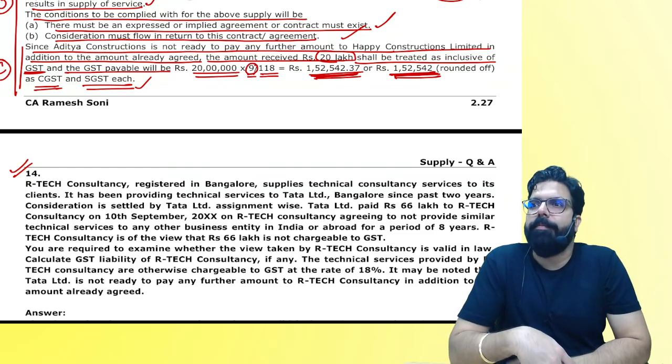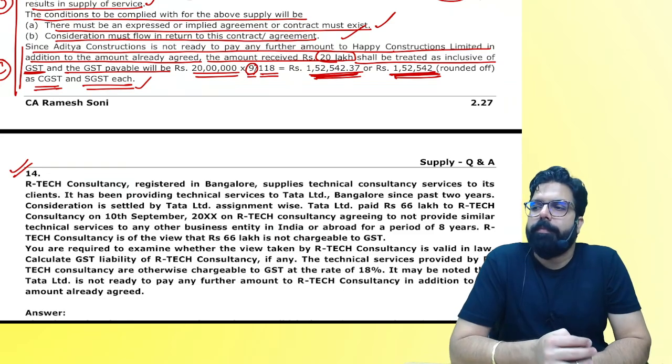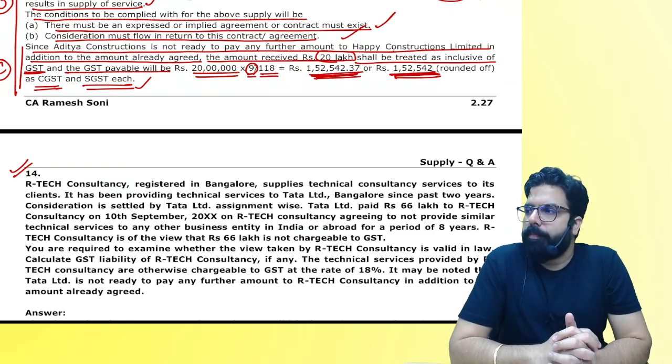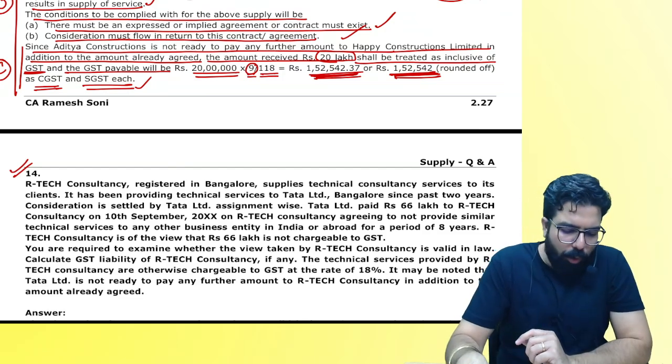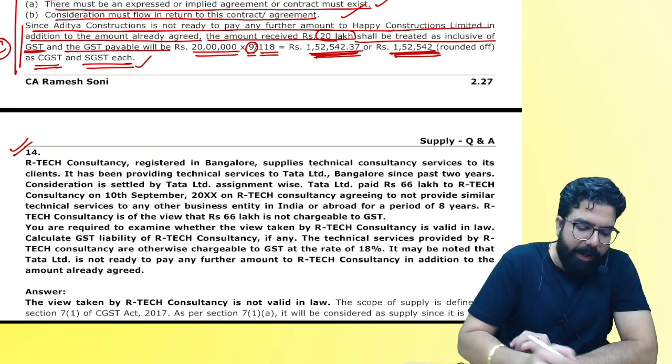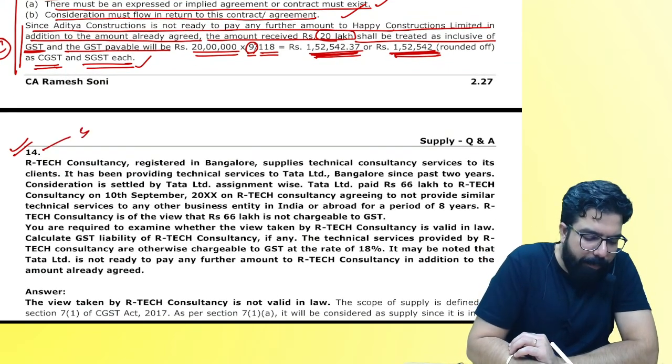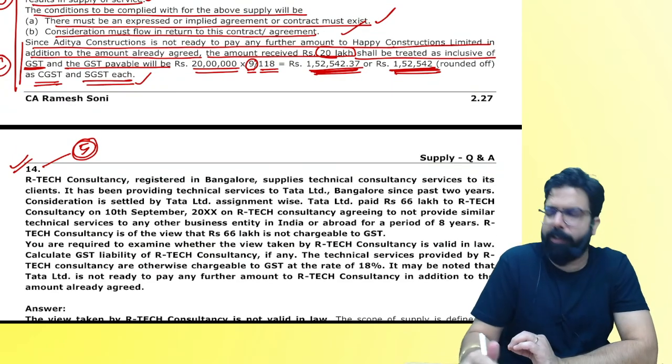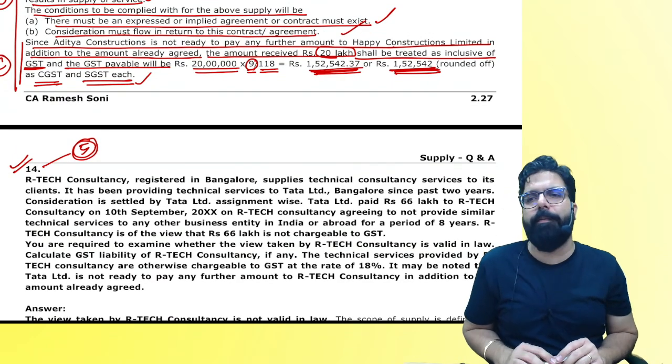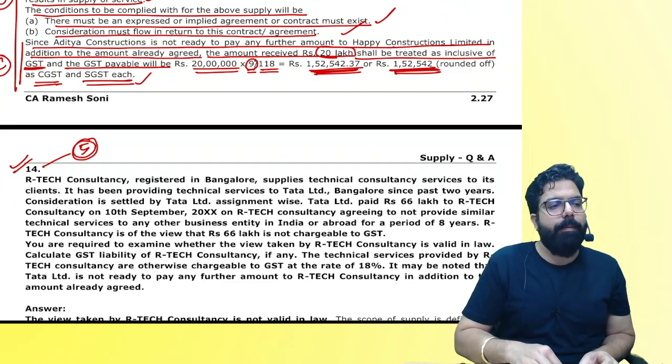Done reading? Do one thing. Once you are done reading, write the answer for 5 marks, everyone. Let's see what you write. It's okay to write a bad answer, no problem, right? Let's see what you write and then we'll discuss.